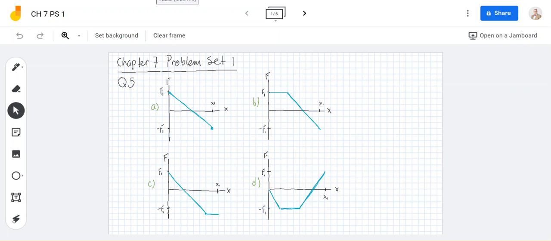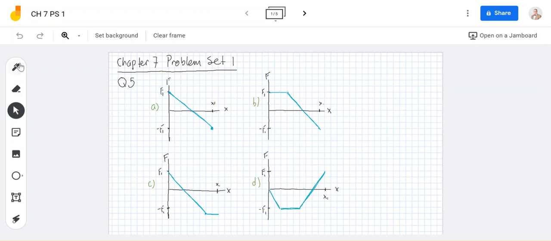All right, here we are. We're at Chapter 7, problem set number 1. The problem says, in the figure, there's graphs. They give the x component, Fx, of the force acting on a particle moving along the x-axis. Rank them according to the work done by the force on the particle from x equals 0 to x equals x1, from most positive work first to most negative work last.